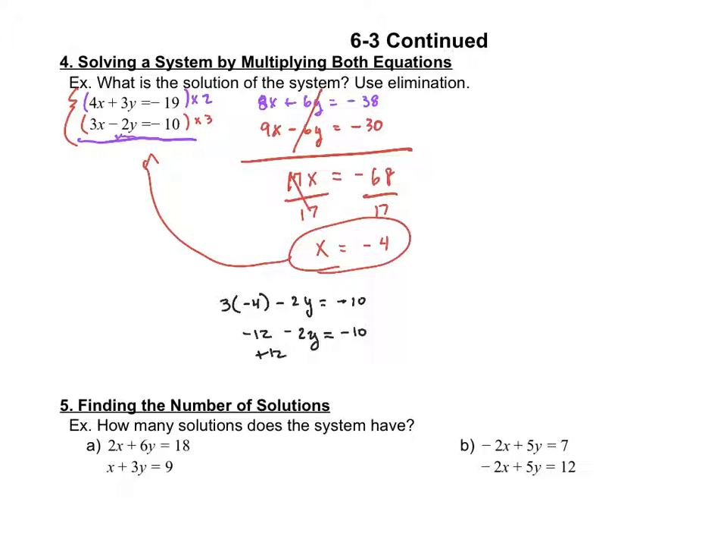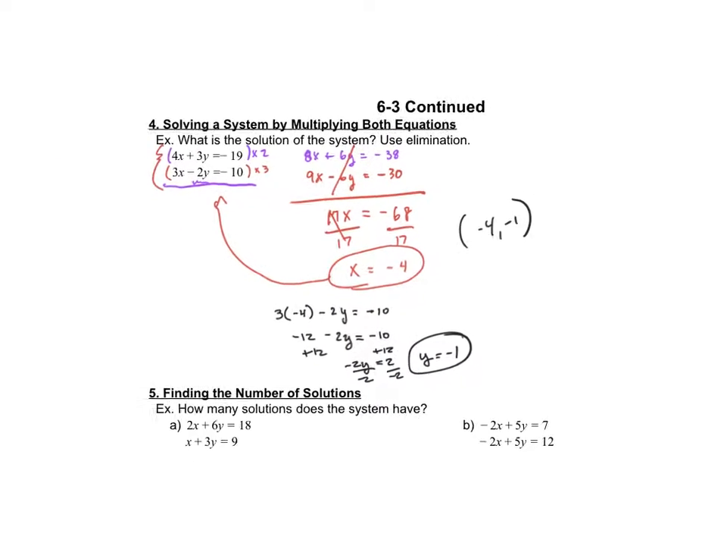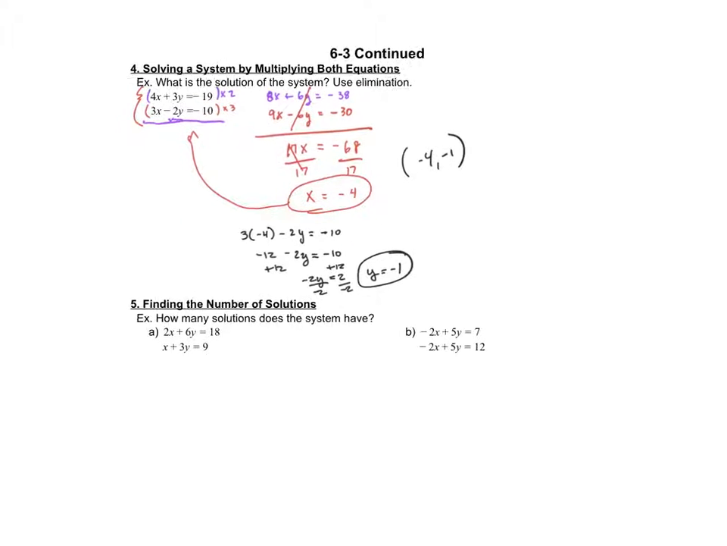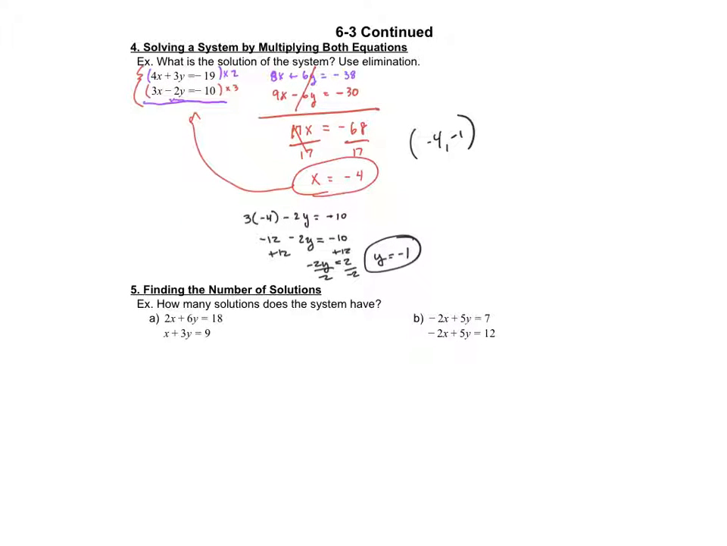So I have -12 minus 2y is equal to -10. Go ahead and add 12 to both sides. -2y is equal to 2, divide by -2, and then y is going to be equal to -1. So there you go. My ordered pair solution will be -4, -1. So sometimes you may have to find that least common multiple, you may have to somehow manipulate both equations, and then find the number of solutions.